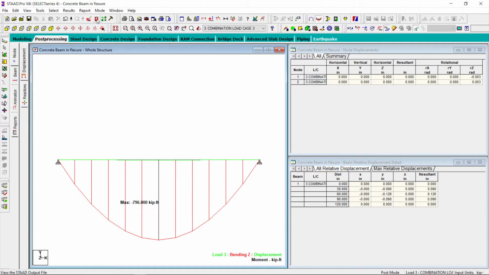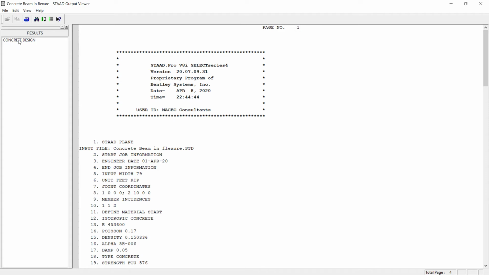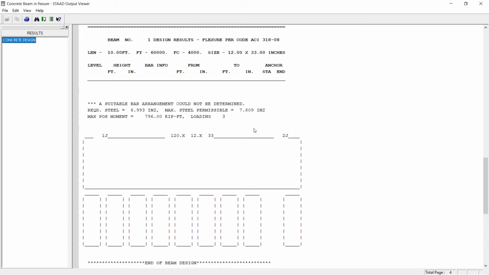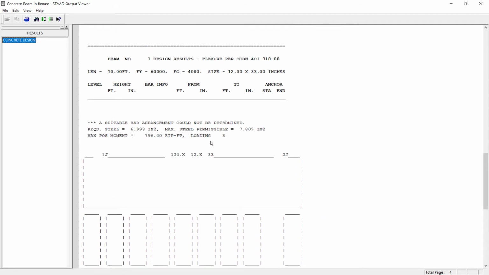And let us see what is the design. Now you can see it has not been designed, and what the message is. The message is: a suitable bar arrangement could not be determined. Required steel is 6.99 square inch and maximum steel is 7.8 square inch. Maximum positive moment is 796.